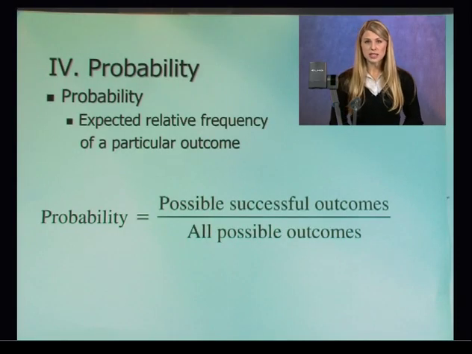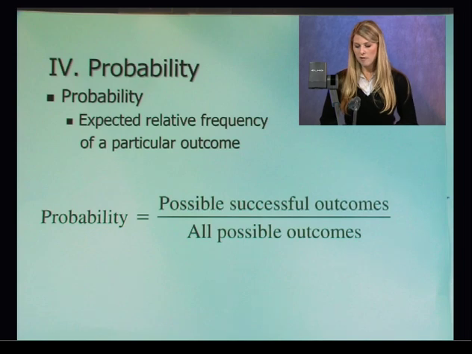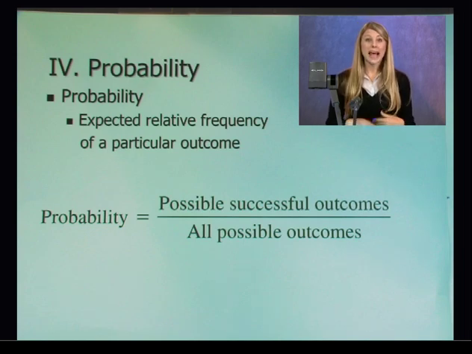So I want to talk a little bit about probability now. Probability is just the expected relative frequency of a particular outcome. So it's the likelihood something would happen, the probability that something would occur. So if I take a coin and I flip a coin, and I say, what's the probability that I'll flip the coin and end up on heads?